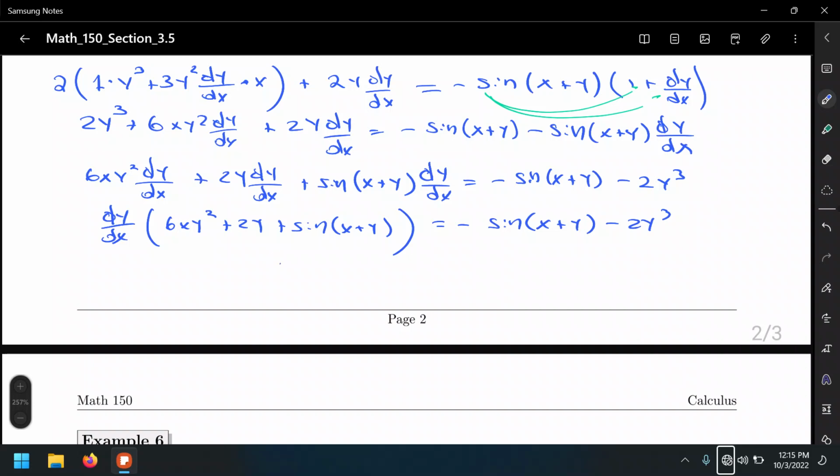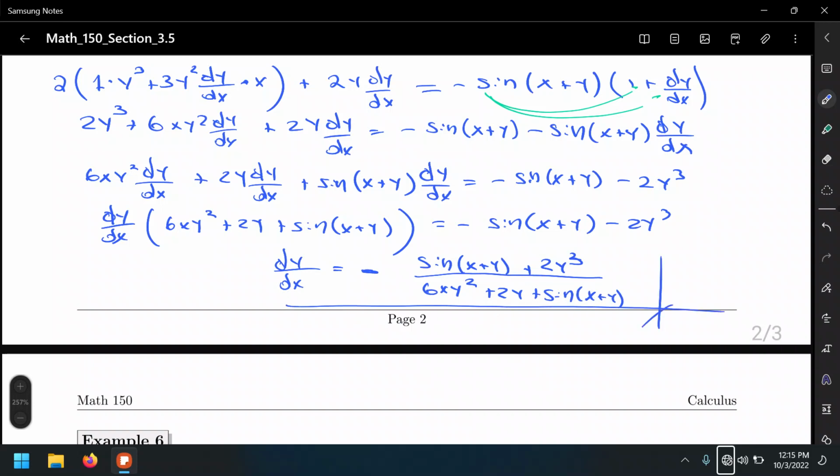So that's going to be dy dx equals, actually we can factor out this negative and have these two terms positive: sine of x plus y plus 2y cubed, divided by 6xy squared plus 2y plus sine of x plus y. Final answer.